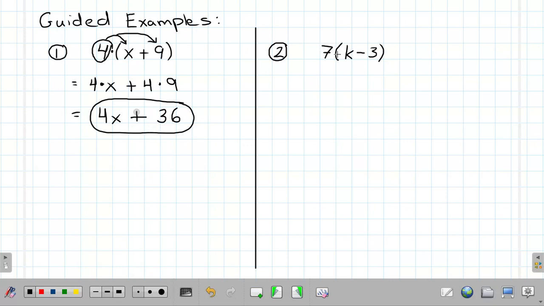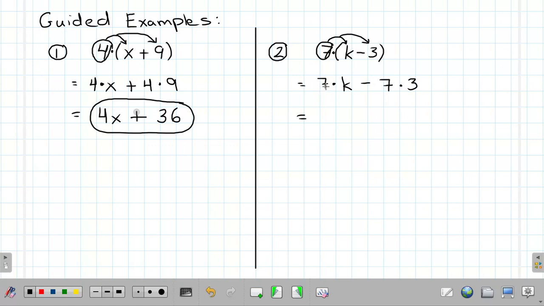Same thing happens here with number 2. We have 7 times, in parentheses, k minus 3. So we can take the 7 on the outside and distribute it to every term on the inside. So 7 times k minus 7 times 3.